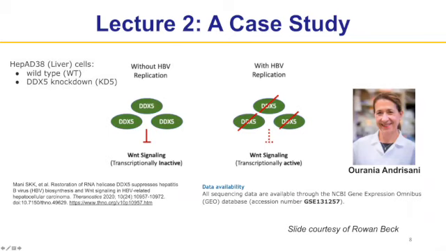These slides and the next one are courtesy of Dr. Ron Beck, with nice pictures. This is the data from Dr. Andresani's lab. Her lab has been focusing on liver cancer. In this study, they used the HepAD38 cell lines to look at the DDX5 gene, the difference between the wild type and the knockdown. If you want to look at the details, the paper was published in Theranostics back in 2020.